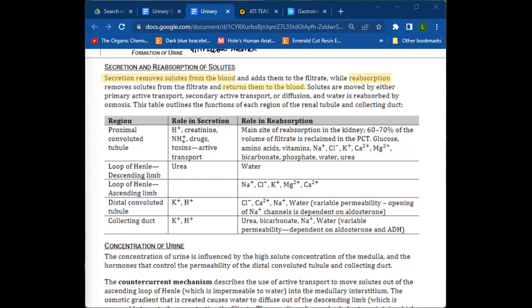Okay, now let's take a look at the functions of each of the parts of the nephron. For the proximal convoluted tubule, we need to know that it is the main site of reabsorption. So almost everything that was taken out at the glomerulus is going to immediately be put back into the bloodstream.